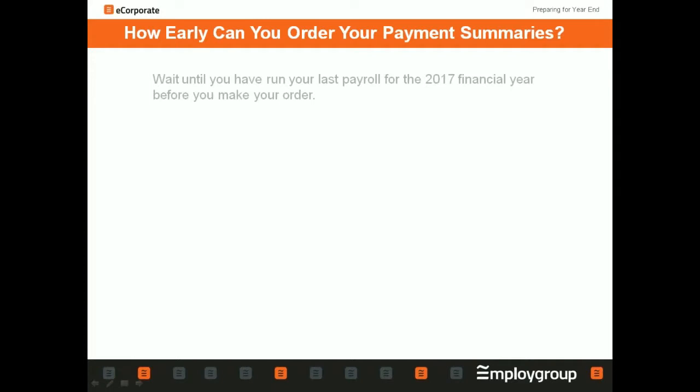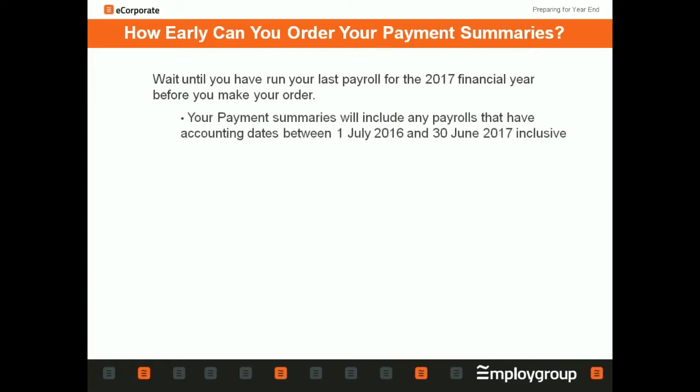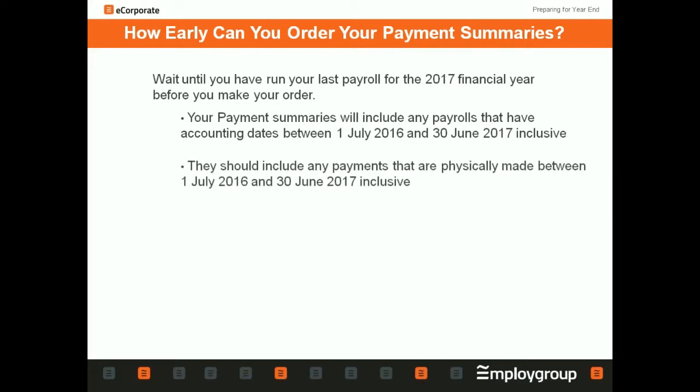How early can you order your payment summaries? Wait until you've run your last payroll for the 2017 financial year before you make your order. Your payment summaries will include any payrolls that have an accounting date that falls between 1 July 2016 and the 30th of June 2017 inclusive.